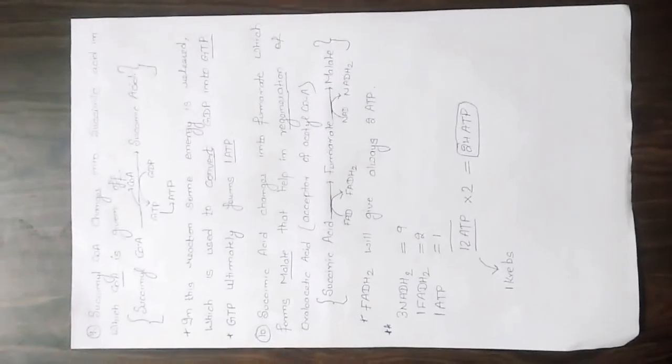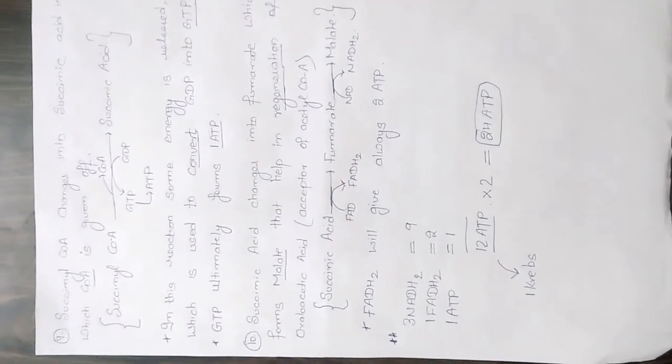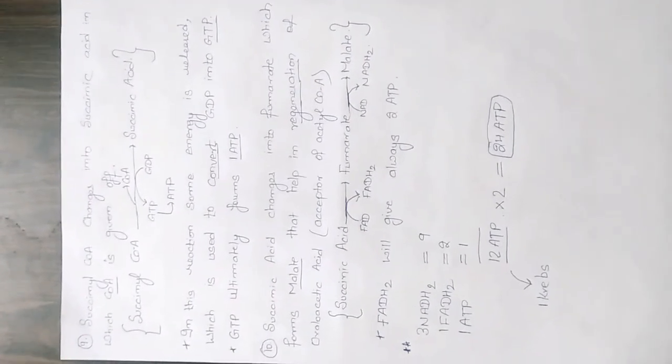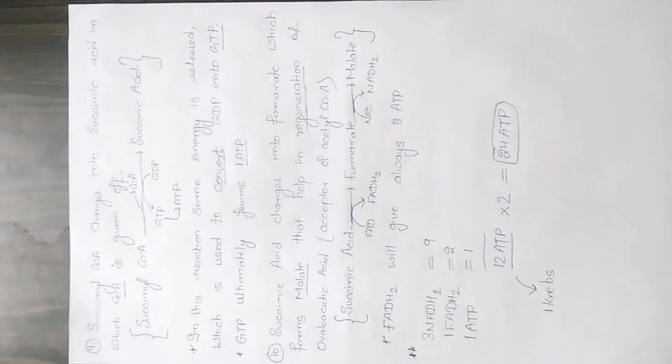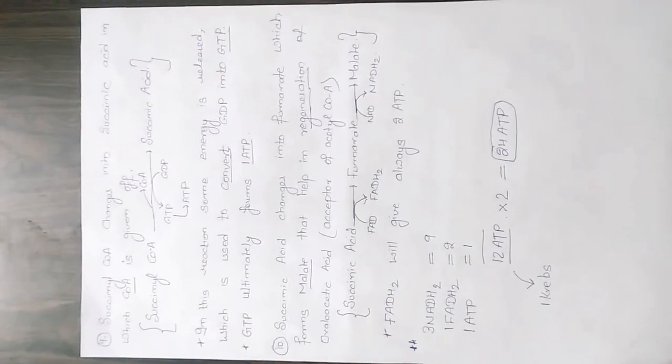Now, in the next part, succinyl coenzyme A changes into succinic acid in which coenzyme A is given off. As you are seeing in the reaction, succinyl coenzyme A is converted to succinic acid. Coenzyme A is given off. In this reaction, some energy is released which is used to convert GDP into GTP and GTP ultimately forms 1 ATP molecule.